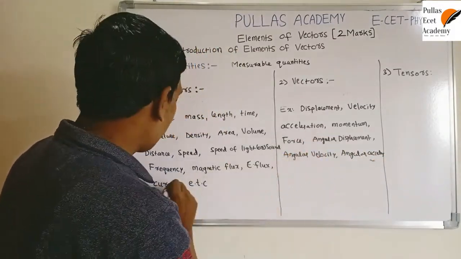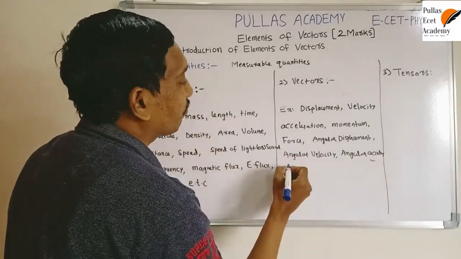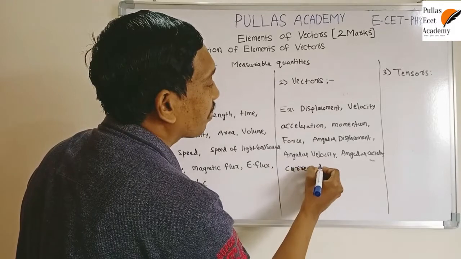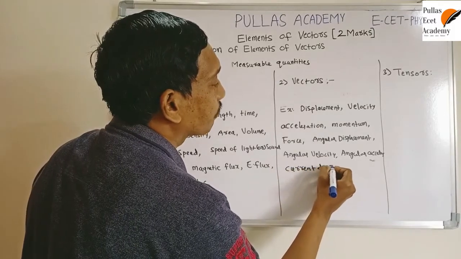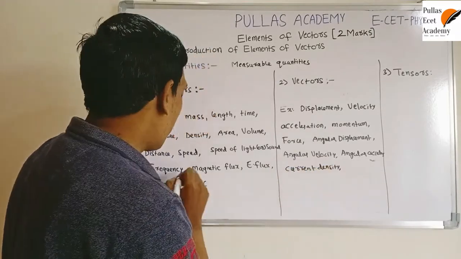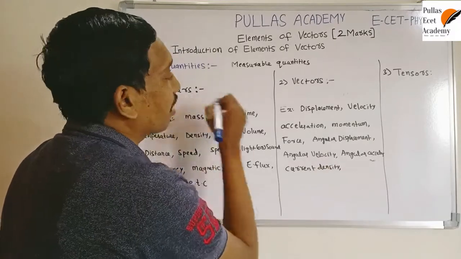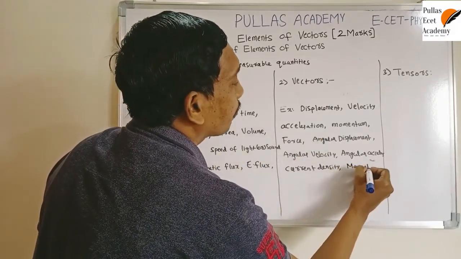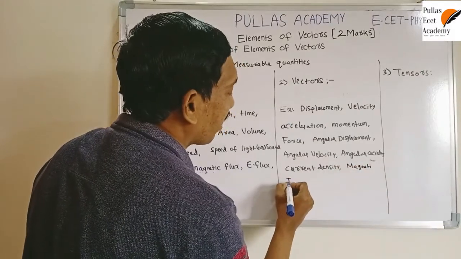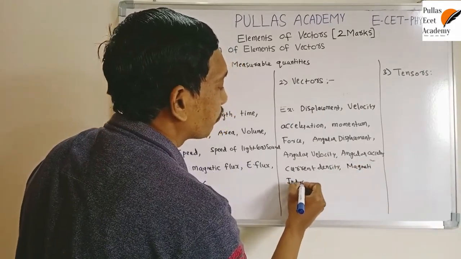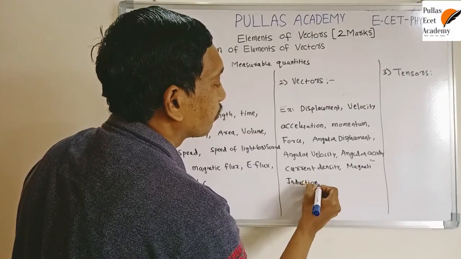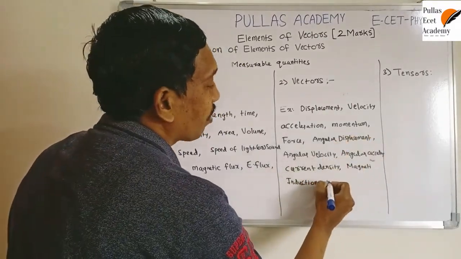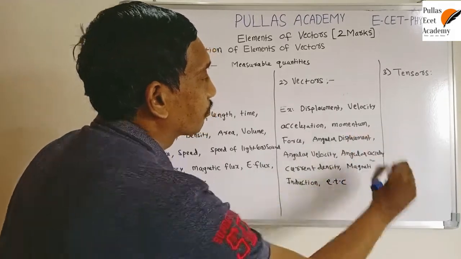Next, electric current is scalar, whereas electric current density is a vector. That's the difference. Okay. Magnetic flux is scalar, whereas magnetic field or magnetic induction is a vector. Okay, so in this way we will discuss so many quantities. These all are vectors.